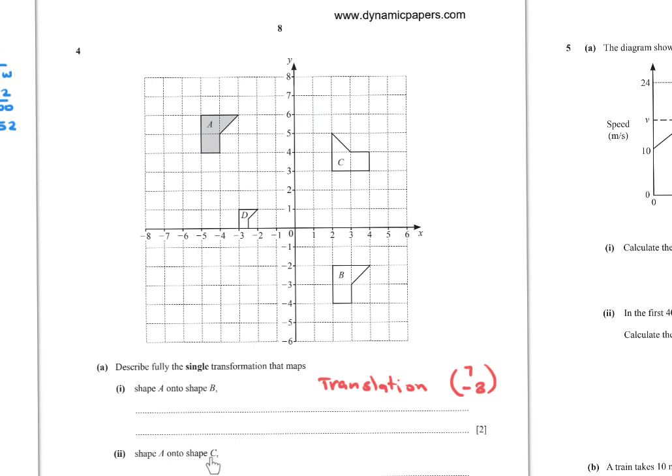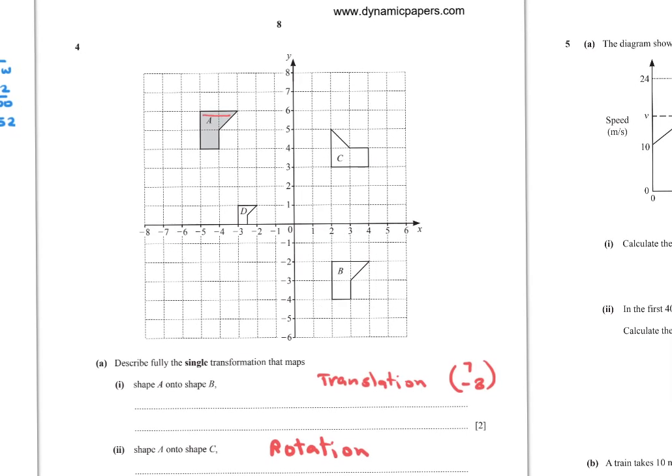Part ii, shape A to C. From A to C, this is a rotation. Now we need to find the center of rotation and the angle of rotation, because the horizontal line becomes a vertical line, so this is a rotation of 90. Now we need to find the sense of rotation, clockwise or anti-clockwise, and the center of rotation. We can find them together.